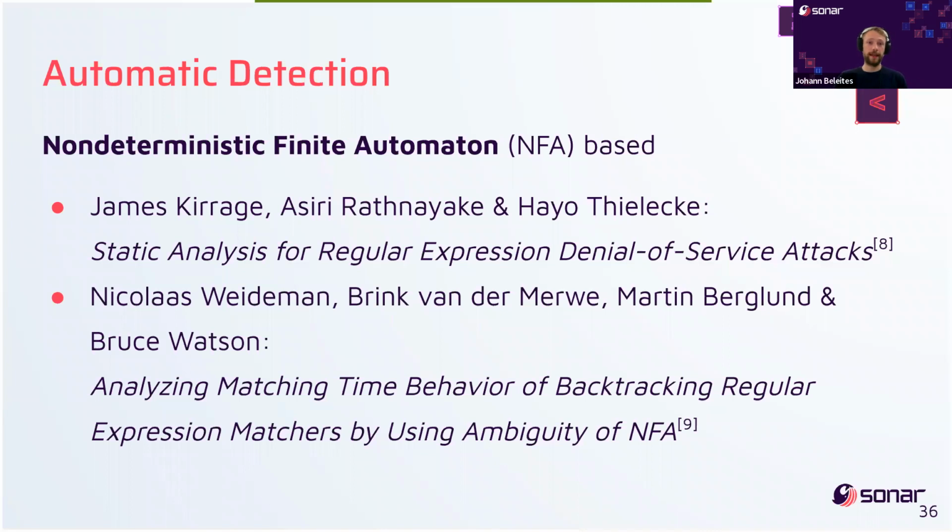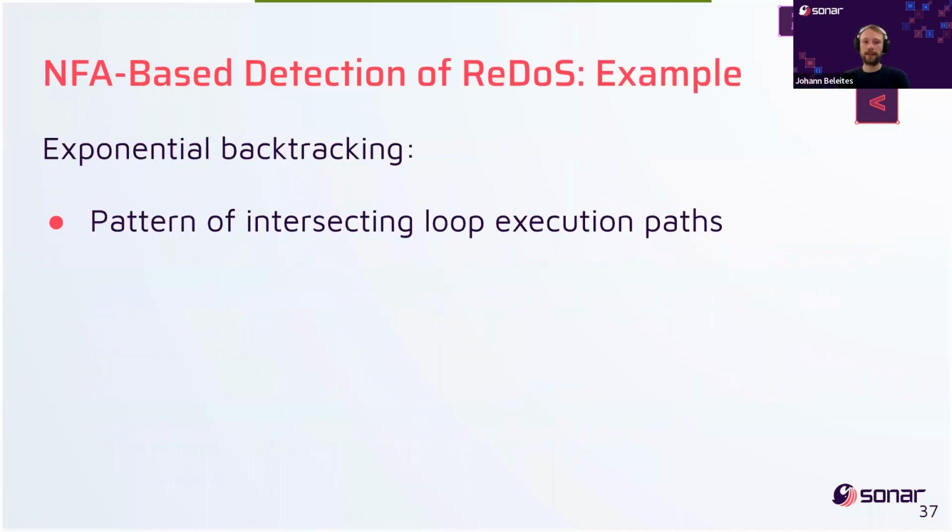We generate the NFA from a regex we find in the code, and then we can analyze that NFA for certain patterns that indicate that we have issues in those categories that we saw earlier. I'll give you one example, the exponential catastrophic backtracking that we saw with the 14 dots. And here we're looking for a pattern of intersecting loop execution paths. And what do I mean by that?